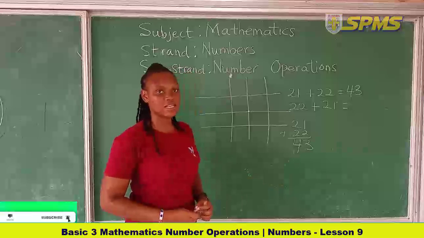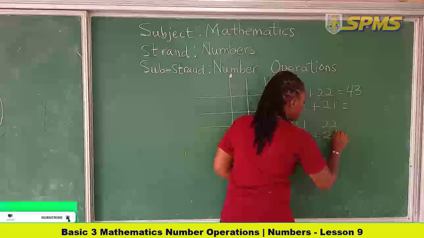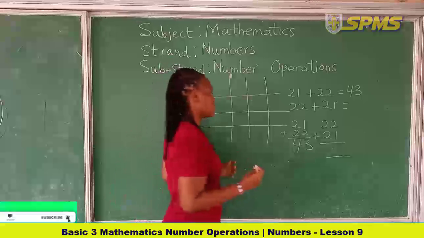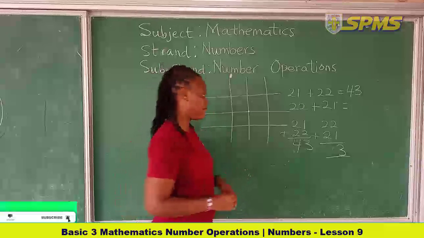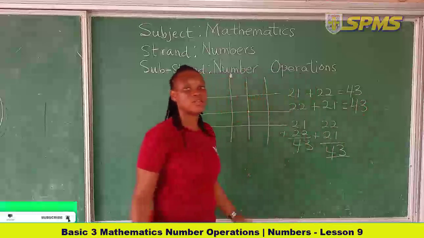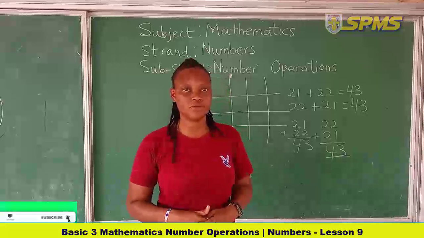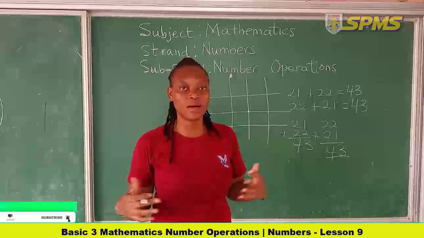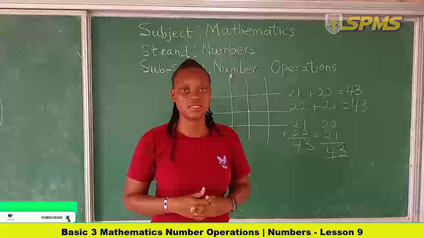Now let us add our second addition sentence. We have 22 plus 21. 2 plus 1, what do we have? 3. Very good. And then 2 plus 2, what do we have? 4. That is right. So it's also 43. So that is about the property of commutativity: changing the positions or orders of the numbers and still getting the same results for both sentences.